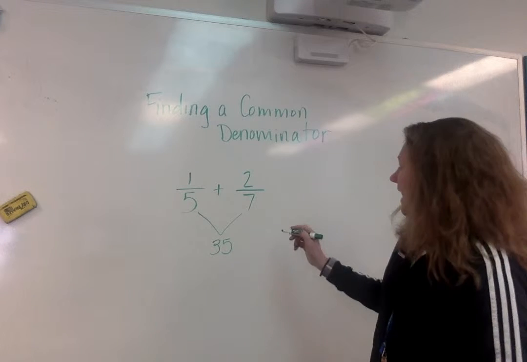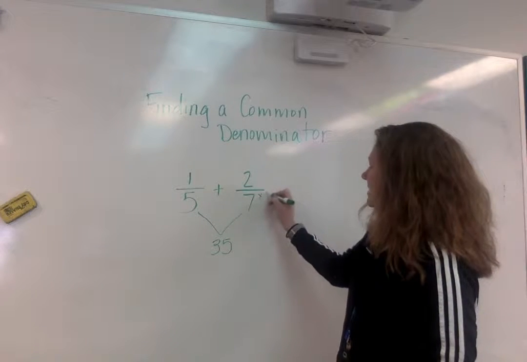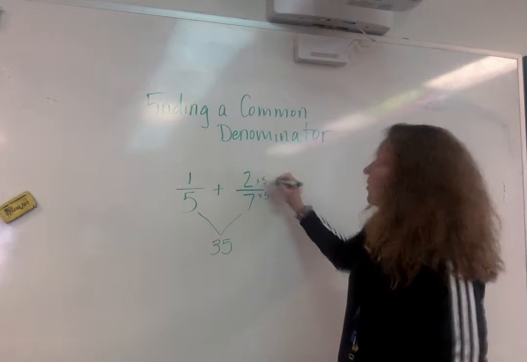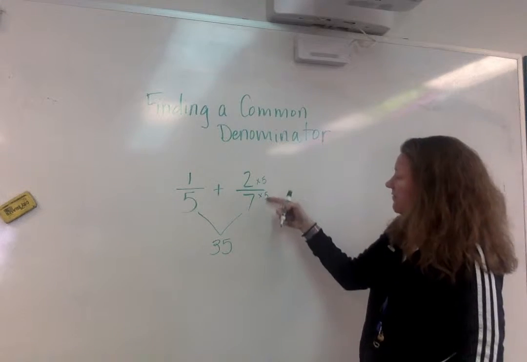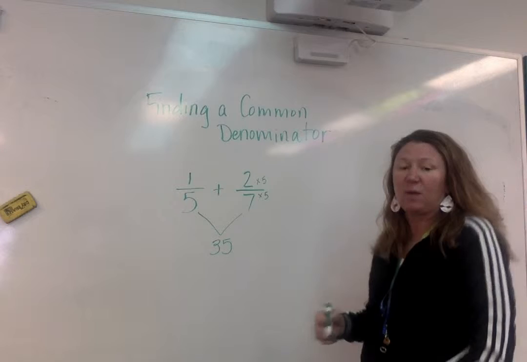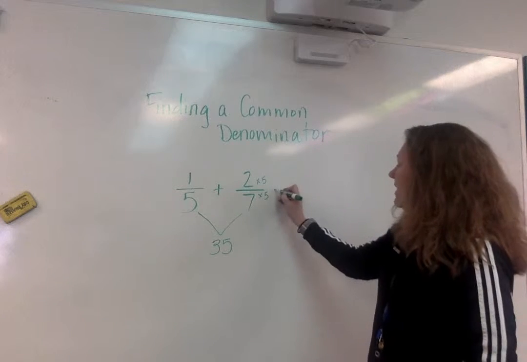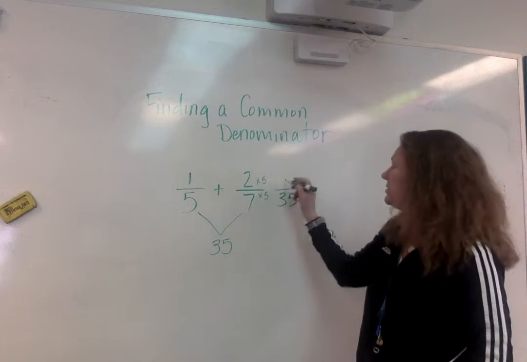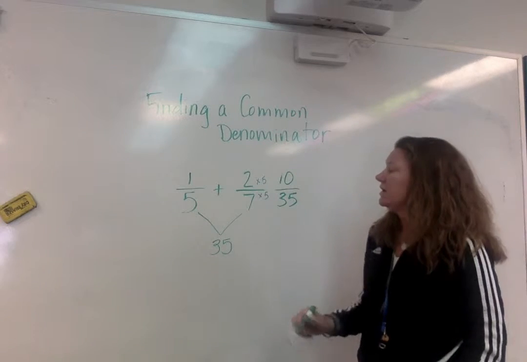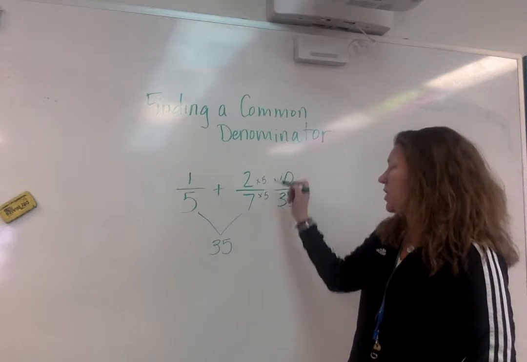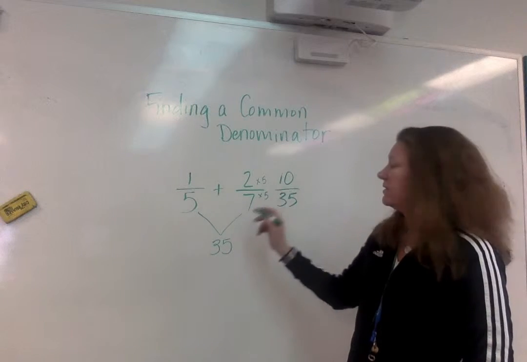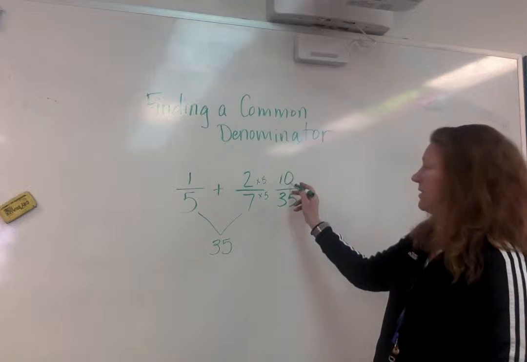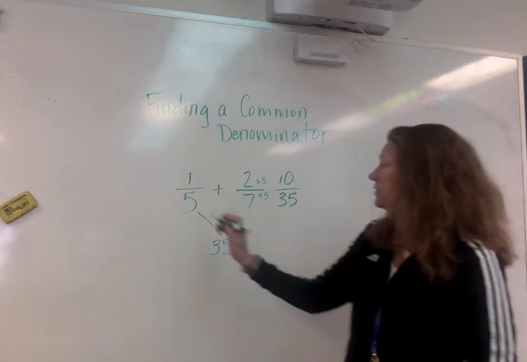Whatever you do to the downstairs, or the denominator, you want to do to the upstairs, or the numerator, because 5/5 is like multiplying by 1 essentially. So my new denominator is 35, and 2 times 5 is 10. Some kids like to see it visually: you're multiplying by 5 over here, so if I do 5 times 2, it's going to be 10. But I don't want to get you too confused.